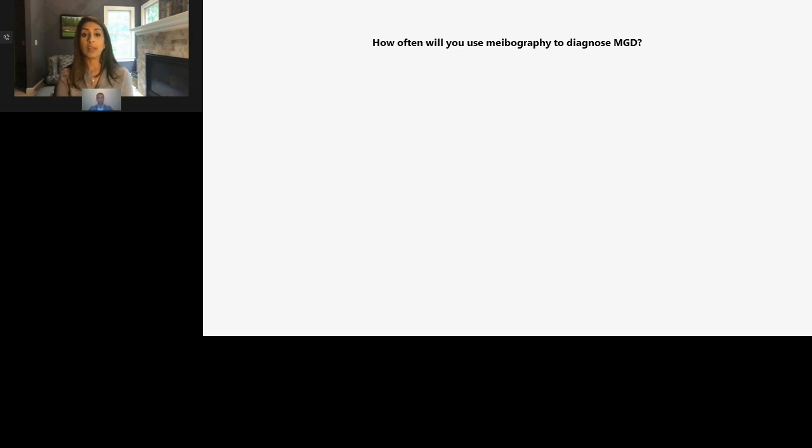So I still think it's important to do a clinical examination of the lids and put a little gentle pressure on the eyelids. But in all of my patients who come to my clinic for a dry eye evaluation, 100% of the time, I am getting meibography. I also, in my refractive surgery patients, all of my refractive surgery evaluations get meibography.